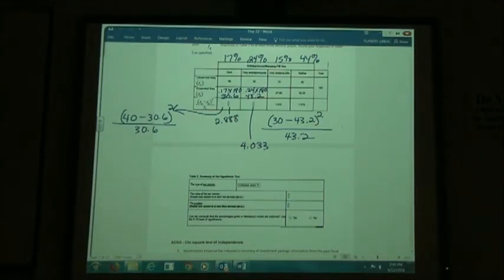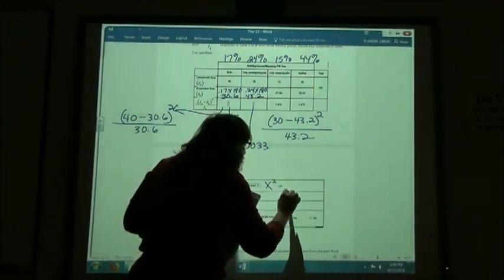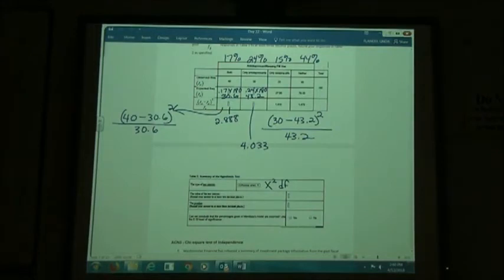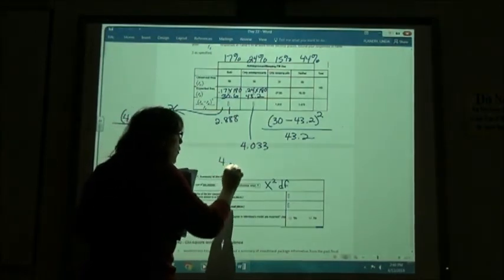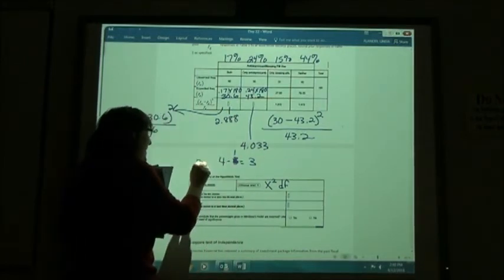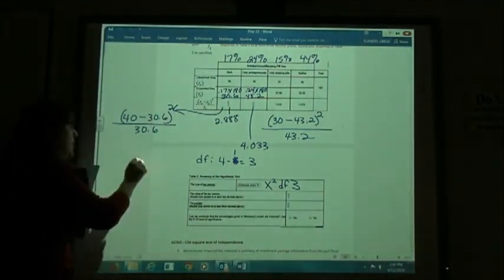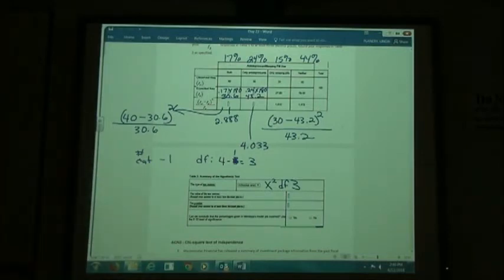So again, if we go over to that second table, it wants to ask us about the type of test statistic. We know it's chi-squared. On our degrees of freedom, the number of categories minus 1. We have 1, 2, 3, 4 categories. So 4 minus 1 gives us 3. So we have 3 degrees of freedom. The number of categories minus 1 is your degrees of freedom. We had 4 different categories, 4 minus 1 is 3.